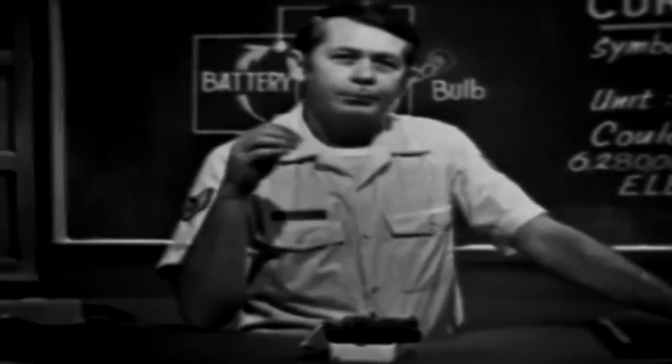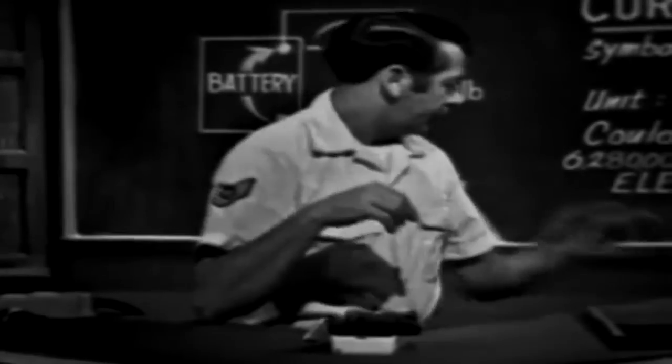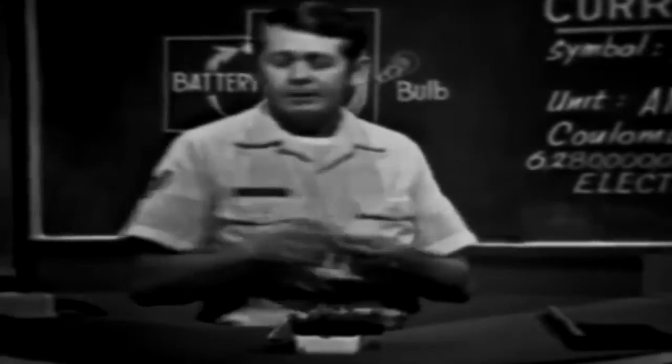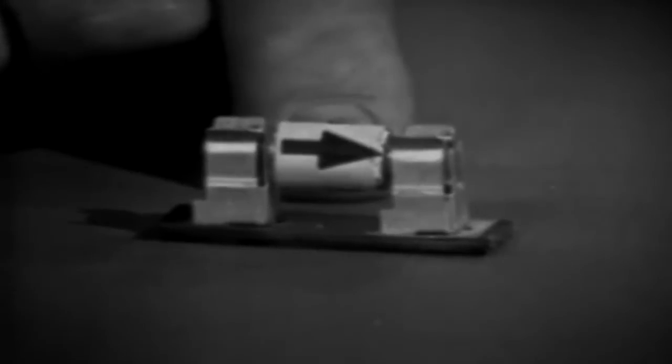Now, let's see if we can prove that it flows from negative to positive. In the next demonstration, I'm going to use this little device, the semiconductor diode that we've already seen. Now, you'll study this device in detail later on. For now, though, you should know that current will flow through it in only one direction. It works something like this check valve that's designed to control the flow of water.